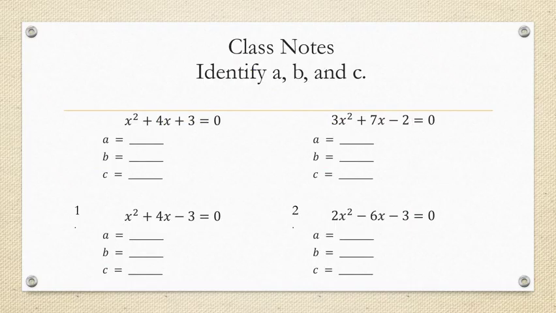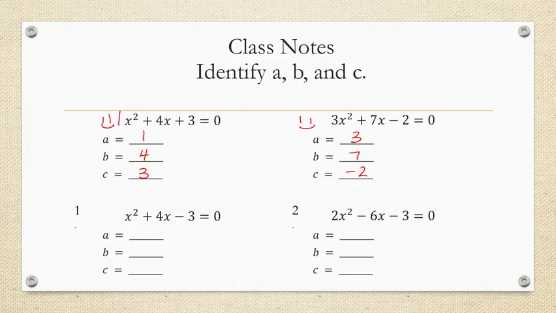All right, let's go through this, and we're going to look and see if we've got a quadratic equation. And if we do, we're going to identify A, B, and C. Now, these three are not in your notes, so let's just go through them. Our A is 1, our B is 4, and our C is 3. Right here, our A is 3, our B is 7, our C is -2.